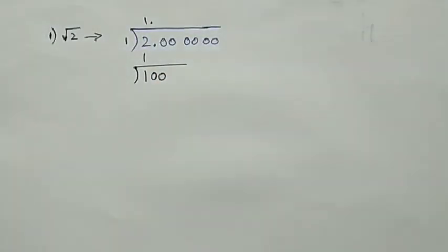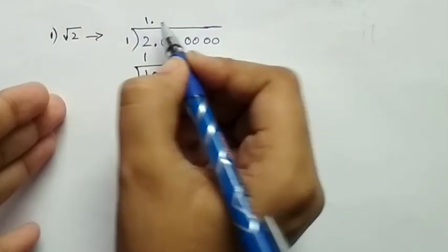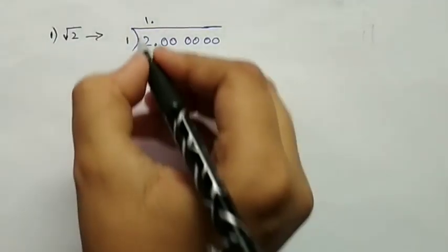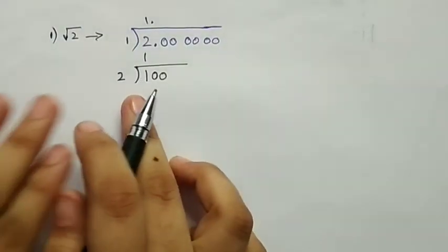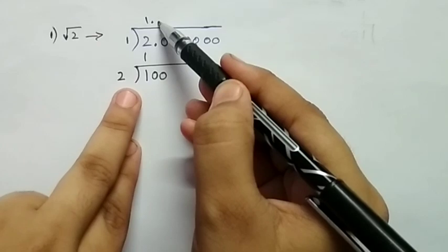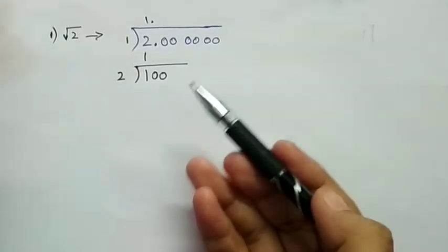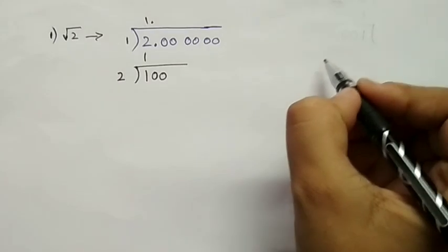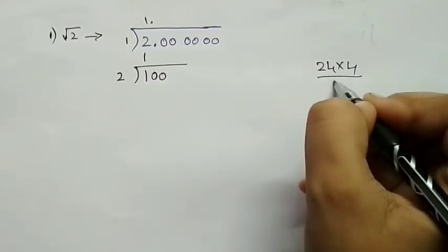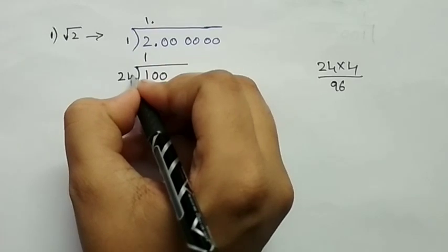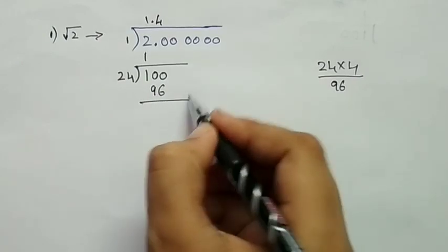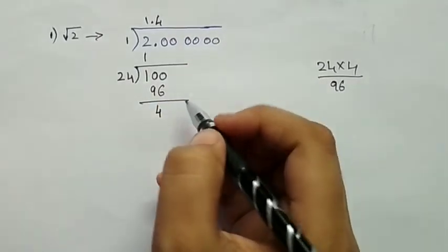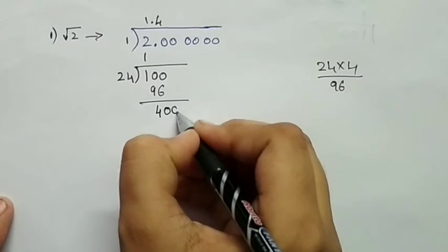And now in the second step, we need to take double of the quotient, that is 2. And we need to choose a number to place here also, so that we can get a number nearby 100. Now, let's take 4. 24 4s, 96. Now, I can take a 4 here and a 4 here. I get 96, subtract to get 4, and bring down another set of zeros.